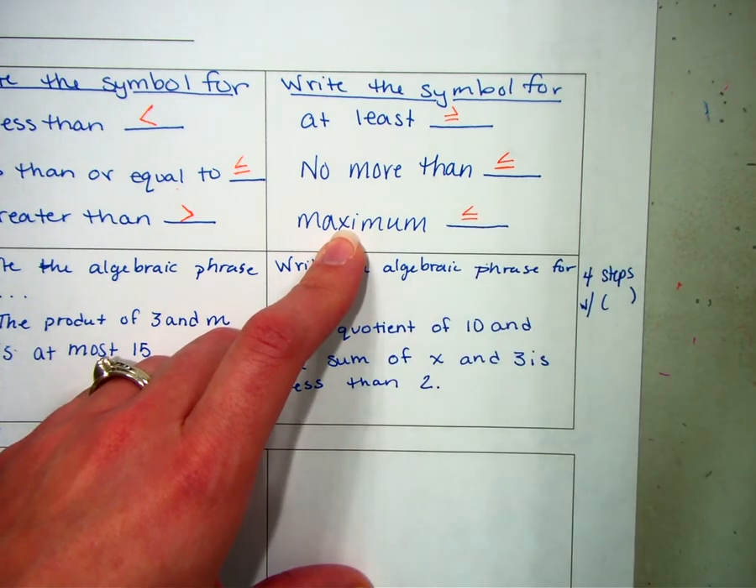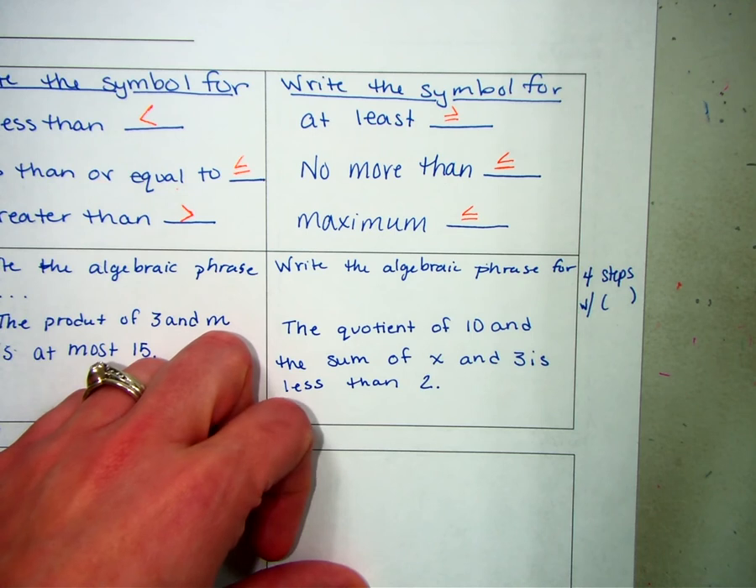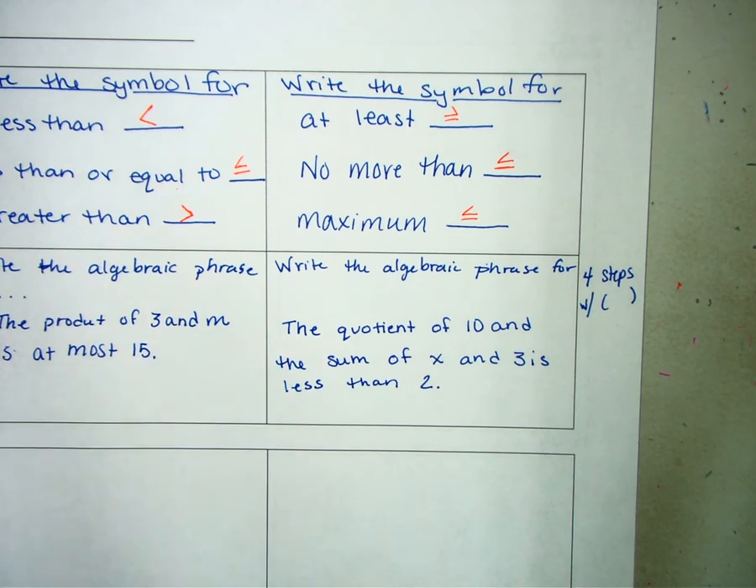Maximum, the most you want it to be is some number. You actually want it to be less than that. I want the biggest it could possibly be to be $20, or whatever that number is. So I want it to be something less than that. Okay, so then level 2.